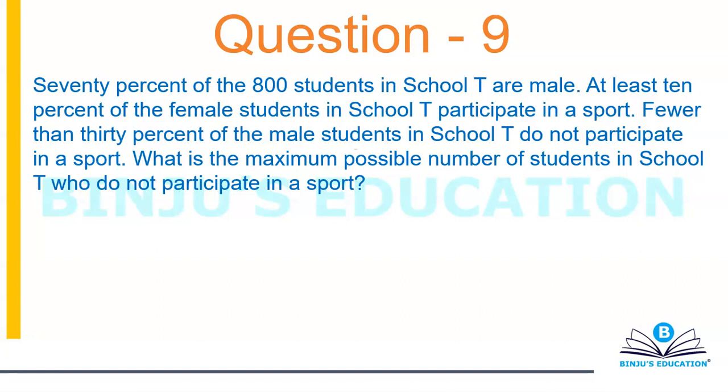So 70% of the 800 students in school T are male. At least 10% of the female students in school T participate in a sport. So I have male, I have female, and now I have another term which is sport. Okay, so I'm able to do some mental mapping. Fewer than 30% of the male students in school T do not participate in sport. What is the maximum possible number of students in school T who do not participate in sport?